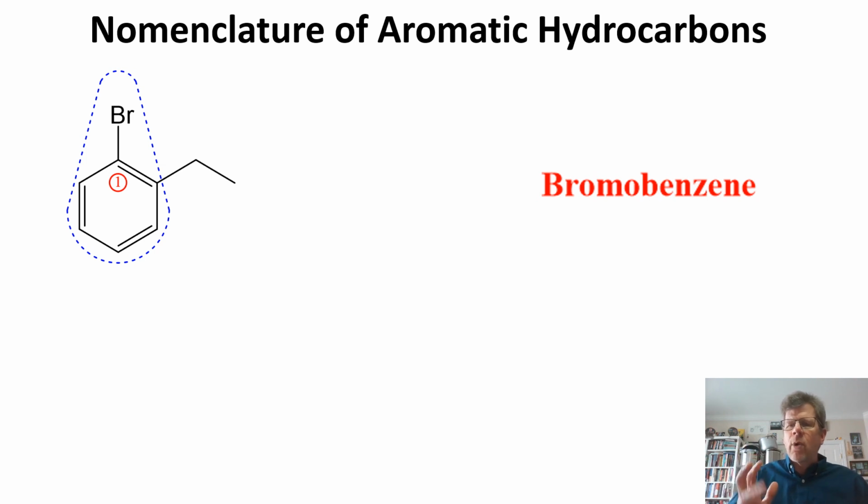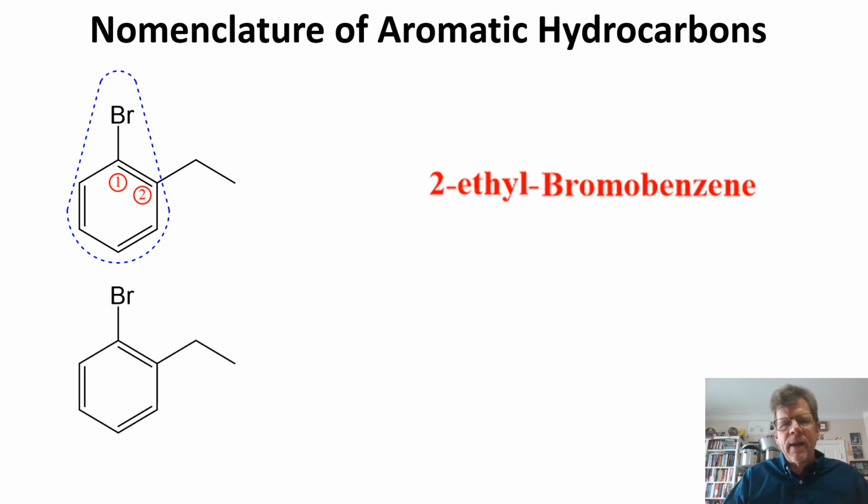And as we've done before with cyclic systems, we have to count around the ring in the direction which will give the substituent the lowest numerical designation. And I would hope that you would be able to see that if we count clockwise, that brings in that now ethyl group, which is attached at the 2 carbon. That is an ethyl group. It is 2 carbons, and it's at the 2 carbon. So this would be put on the front of that name, 2-ethyl bromobenzene.